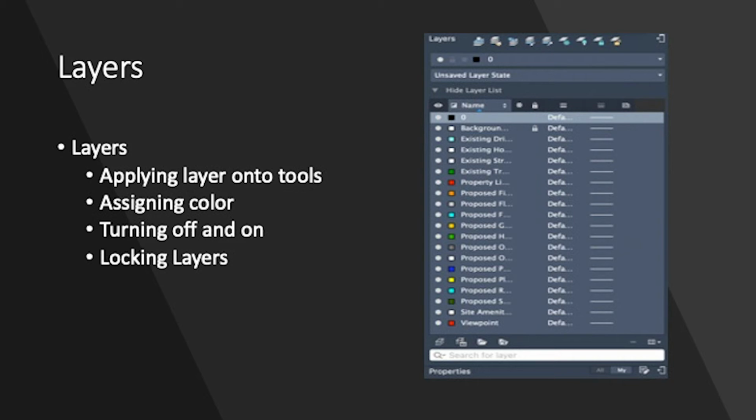Assigning colors is really good for organizing and really knowing which is which, like a property line or a proposed fence or anything really. Turning off and on layers helps give you an idea of maybe what you've accomplished and also what else needs to be in. Also, locking layers. We use the locking layer tool in order to keep the background picture in place. So when we were adjusting and editing our drawing, the background image would not be affected by our edits.